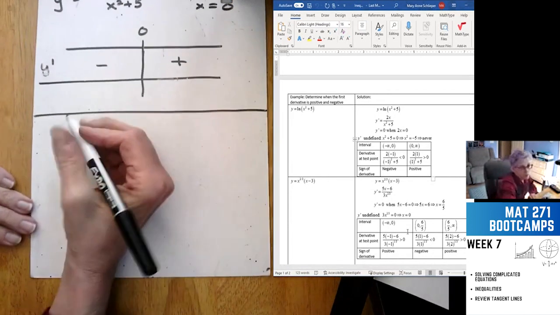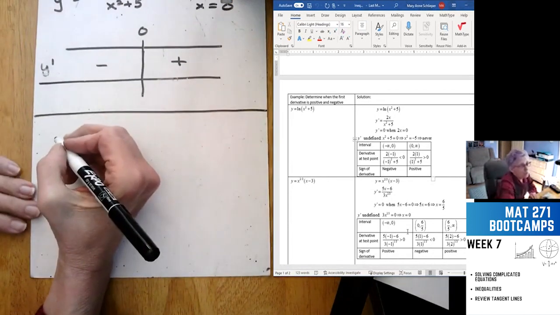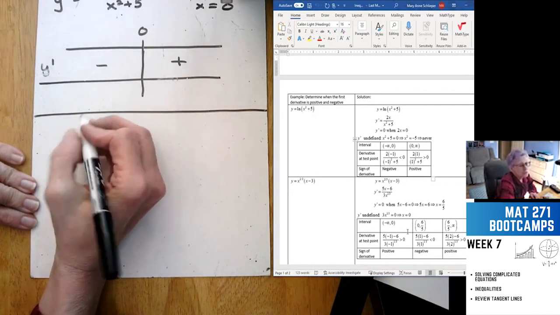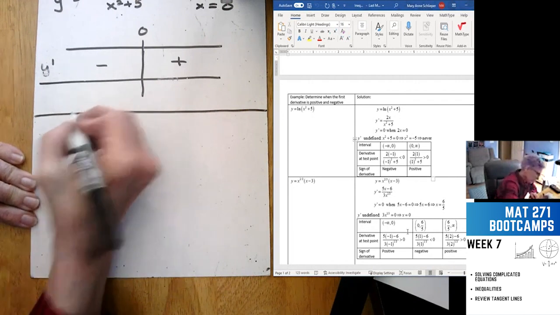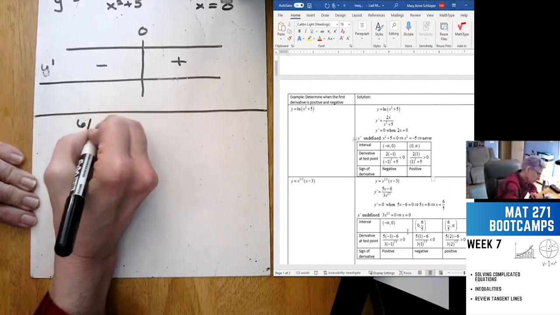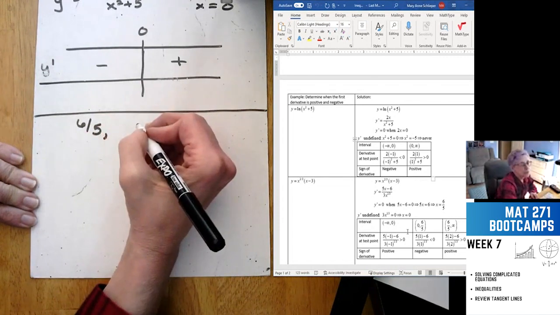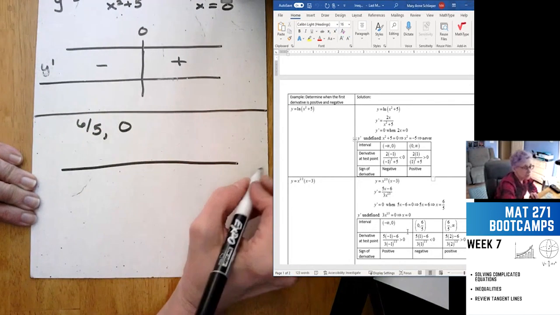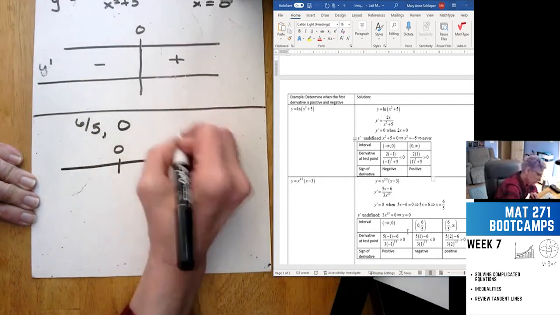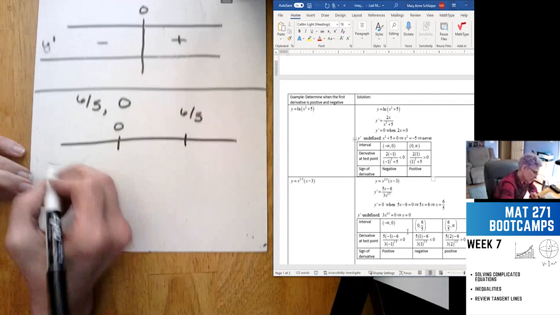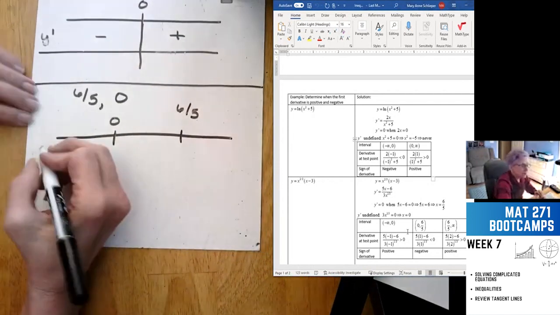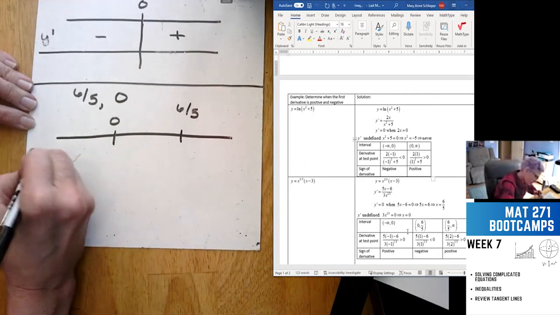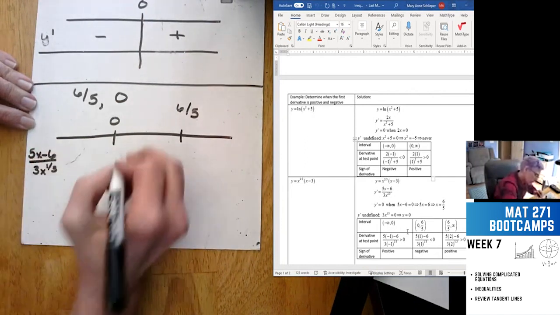The next one also has a domain that is all real numbers, and the derivative was equal to 0 when x was equal to 6/5, and the derivative was undefined at 0. So we put both of those numbers on our number line, 0 and 6/5. And then I'm going to write down (5x minus 6) over 3x to the 1/3 power.